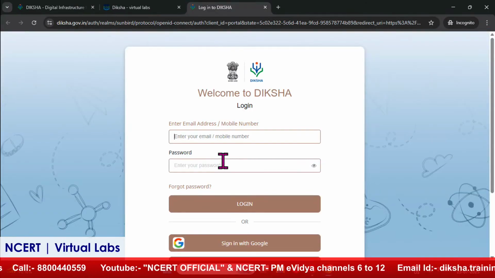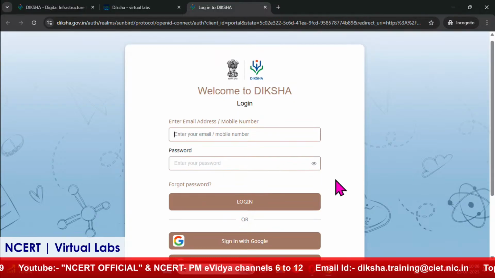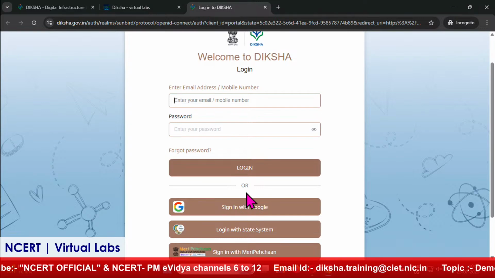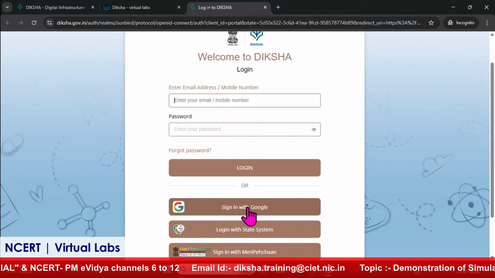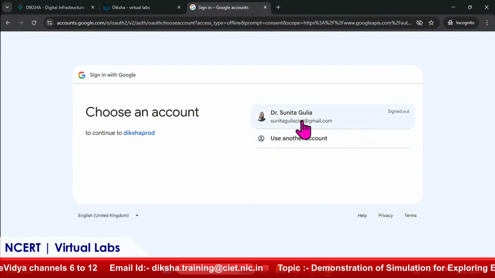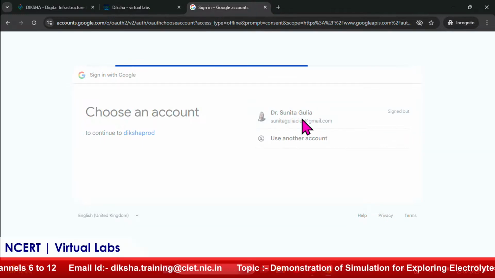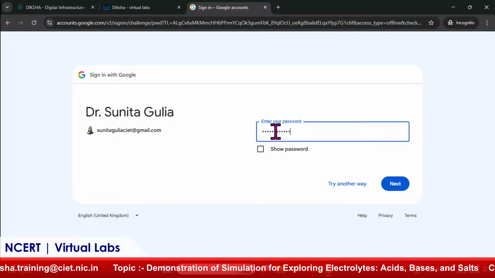Harpreet, you asked me whether there is a login process. Yes, one-time registration is required. Here you can use sign up with your Google account also, so I am going to sign up with Google. Let me sign in. Here you can see this is my registered email ID with the Diksha portal. I am going to sign up here, and you can sign up as a student, teacher, or even as a general public.